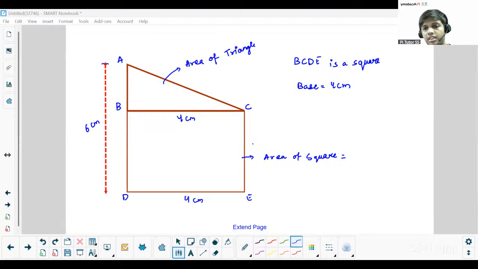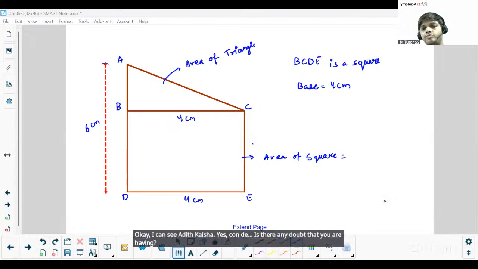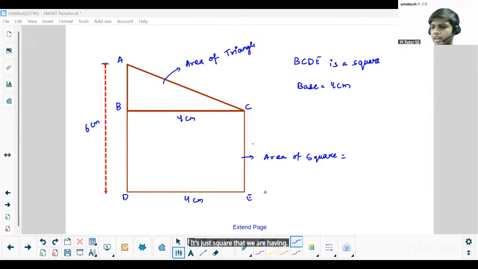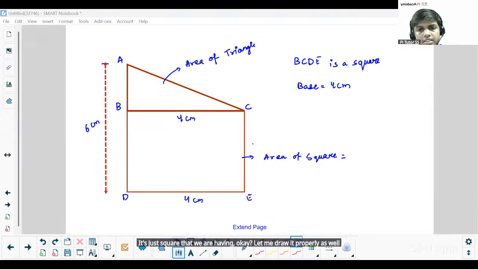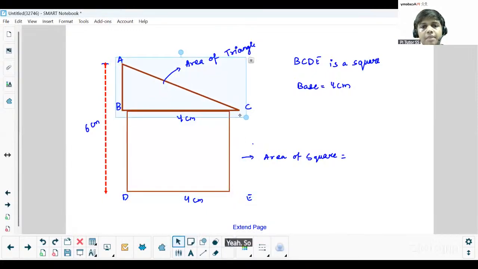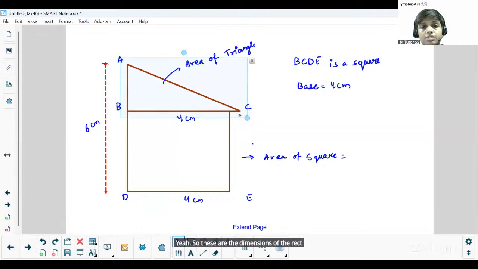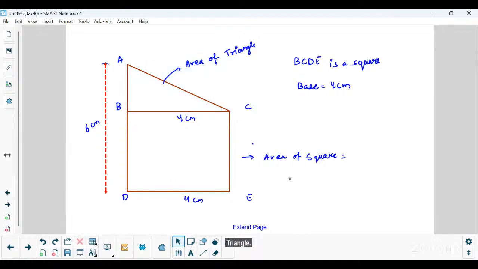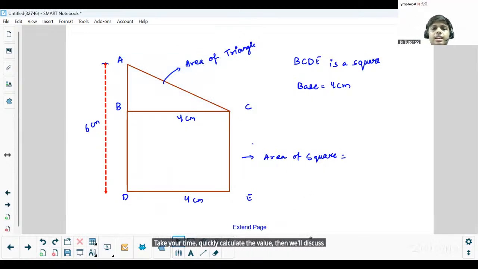Okay, I can see Adit, Kaisha. Yes, Kundan, is there any doubt that you are having? Is that a rectangle or a square? It's a square that we are having. Let me draw it properly so that it is clear. So these are the dimensions of the rectangle, square and the triangle. Take your time, quickly calculate the value, and then we'll discuss the final answer.